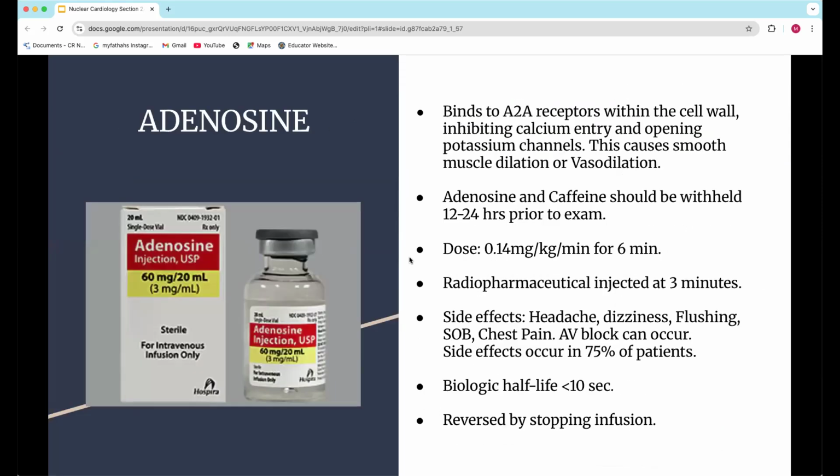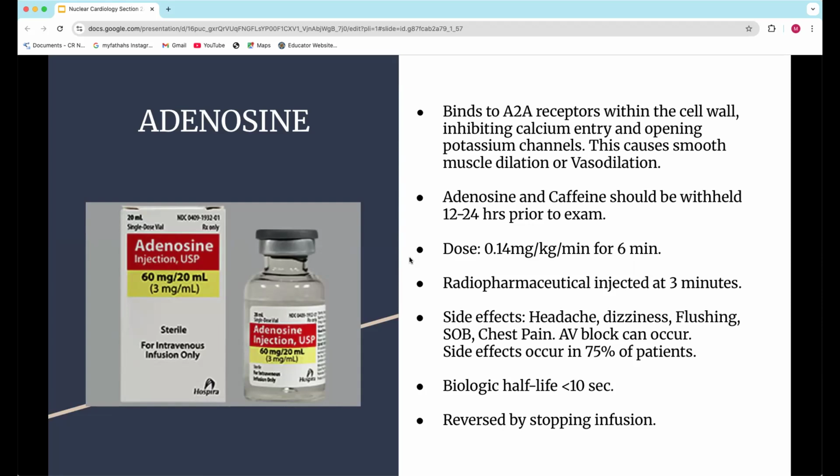Okay, so adenosine, the way it works is it binds to those A2A receptors within the cell wall. When that binding happens, it inhibits the calcium entry and it opens up the potassium channels. That causes the walls to actually relax or dilate, right? So that's how you get that dilation, is those vessel walls relax out.